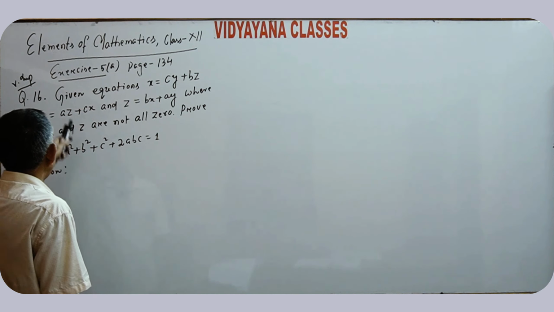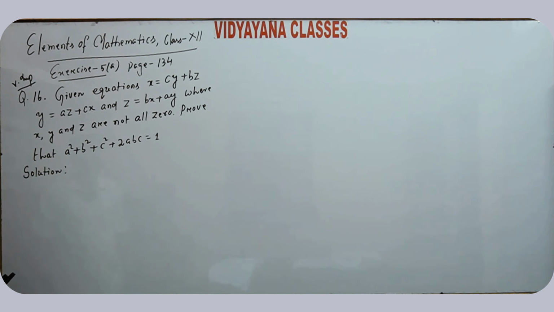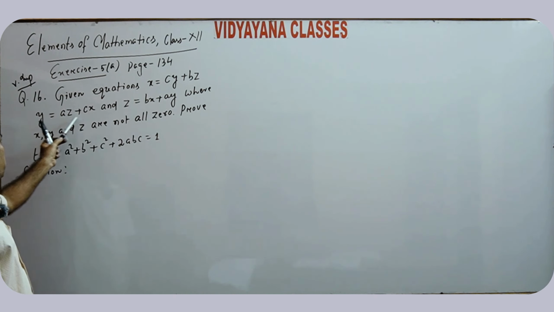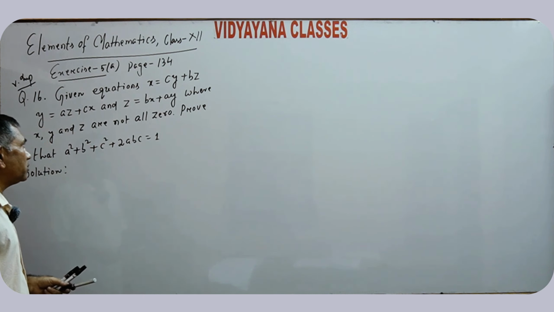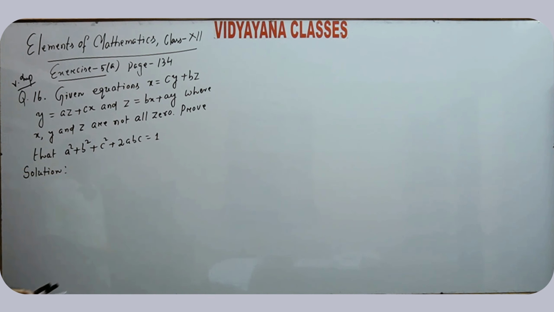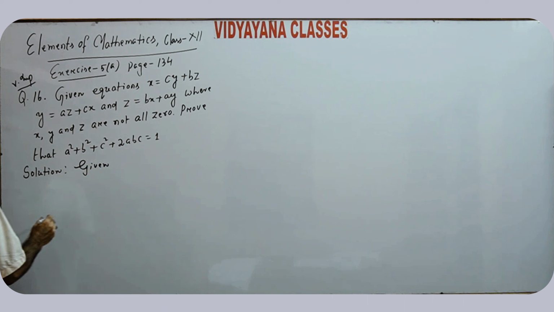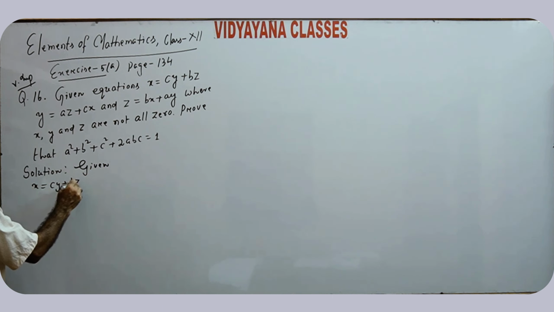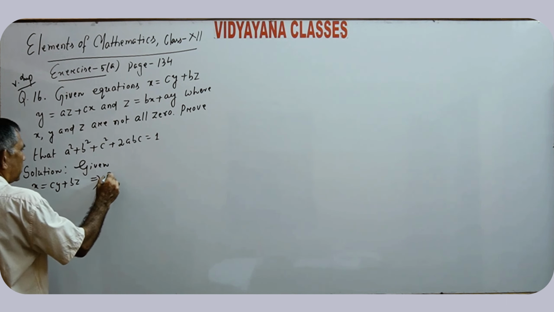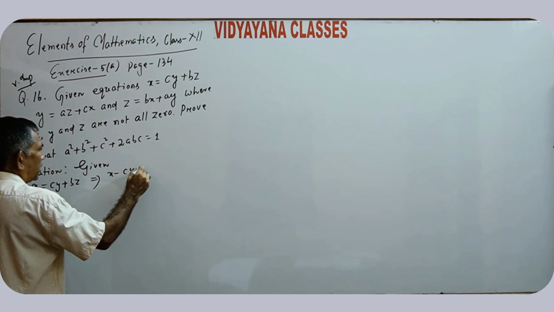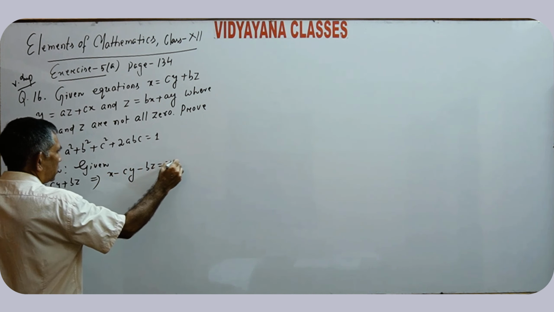Next question number 16. Given equations x is equal to cy plus bz, y is equal to az plus cx and z is equal to bx plus ay, where x, y, z are not all 0, prove that a square plus b square plus c square plus 2abc is equal to 1. Given x is equal to cy plus bz. That implies x minus cy minus bz is equal to 0, equation 1.